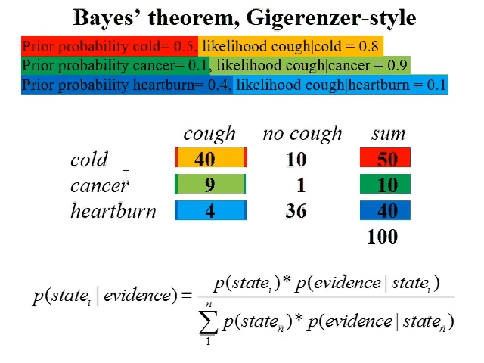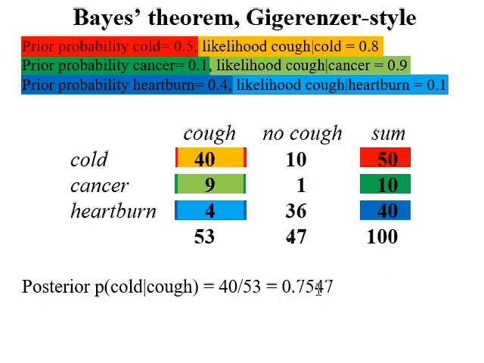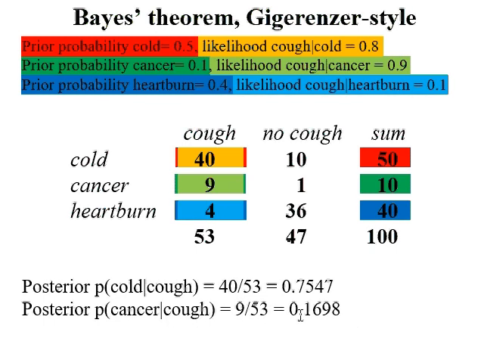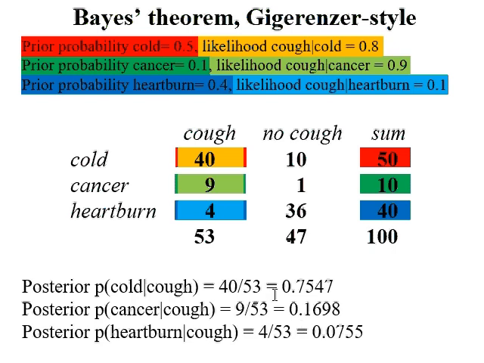And now the posterior probabilities are 40 over 53, 9 over 53, and 4 over 53. So that will be 0.75, just over 75% for cold, up from the prior of 0.5, so that has become more likely. Lung cancer had a prior probability of 0.1, that is now 9 over 53, so that is up from 10% to very nearly 17%, 0.1698. And then the people who cough are less likely than in the prior case to have heartburn, indigestion. That's now only 4 out of 53, 0.0755, so just over 7.5%.